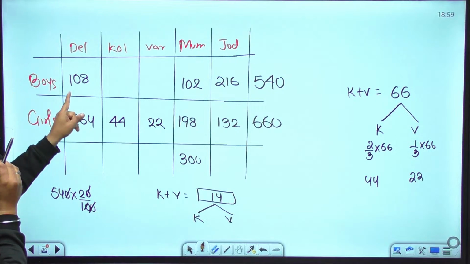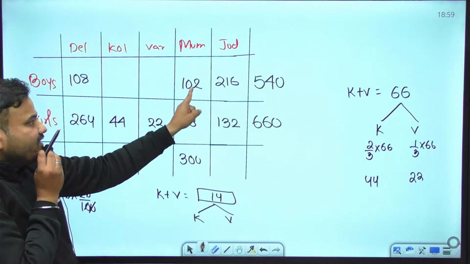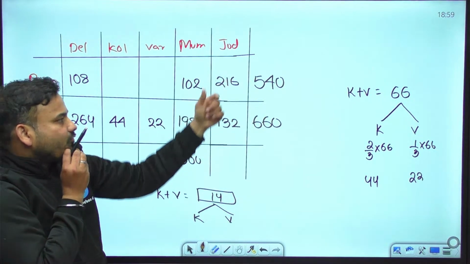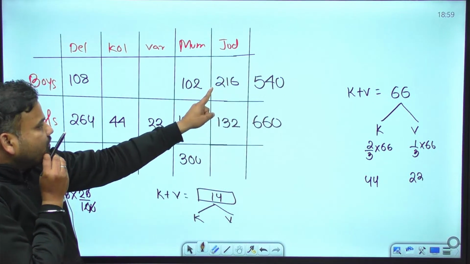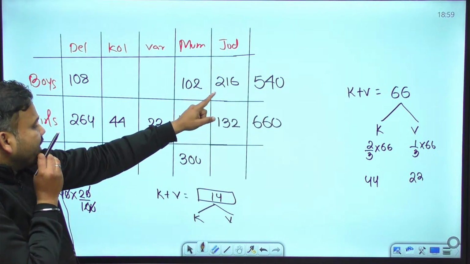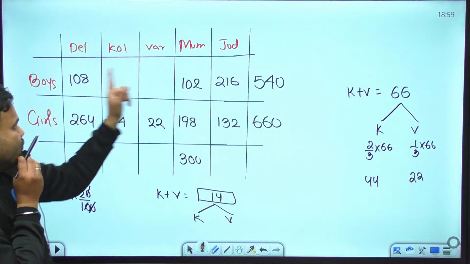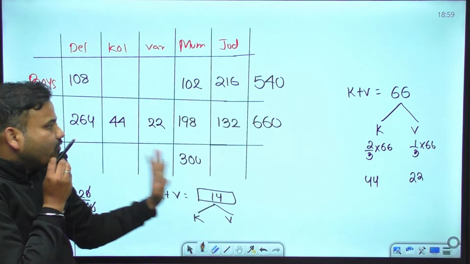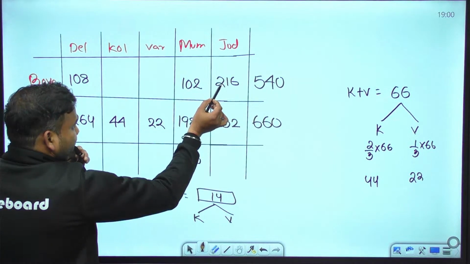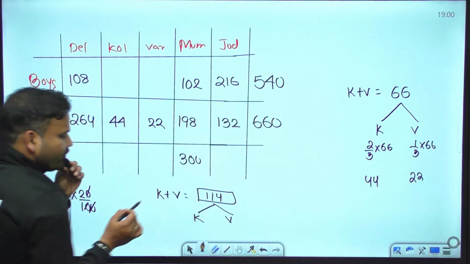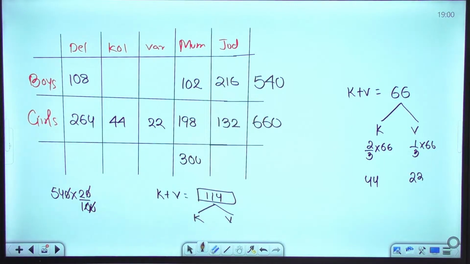Now again, 8 and 2 is 10. 10 plus 6 is 16. 16 plus 4 will be 20. Carry forward is 2. 2 plus 1 is 3. 3 plus 1 will be 4. Now what about this value? 1 plus 1 is 2. 2 plus 2 is 4. That means 1 should be there. So this will be 114. So the addition of both the numbers would be 114.